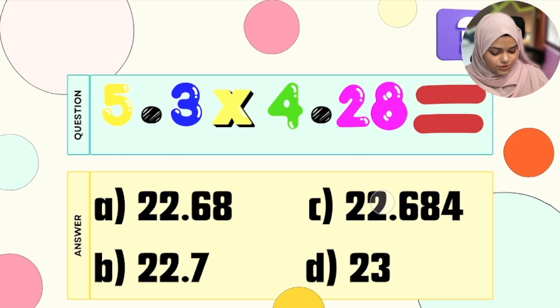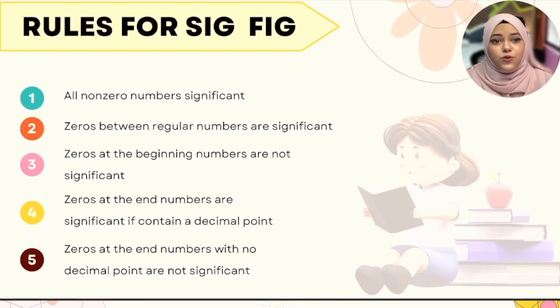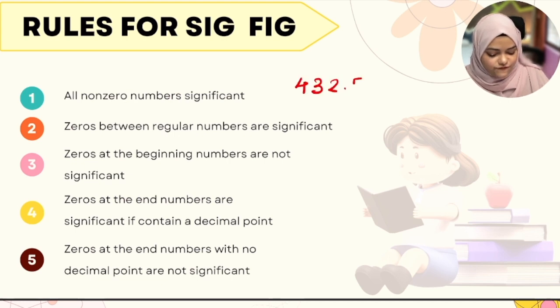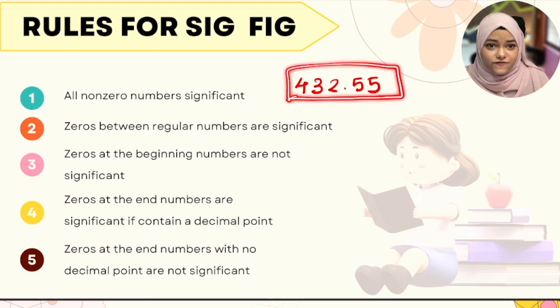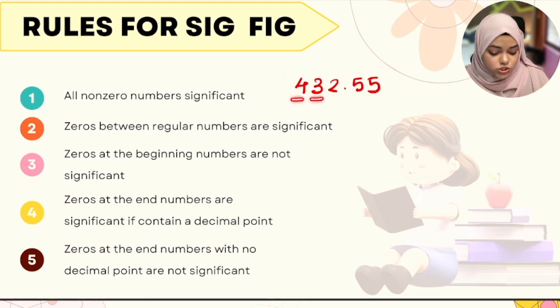So we're going to start with the rules of significant figures. We have 5 significant figures rules, meaning, how do we know that a number contains how many significant figures? The first rule says that all non-zero numbers are significant. Let's say you have 432.55. We do not see any zeros here, right? So all of these are significant. That means we have 1, 2, 3, 4, and 5 significant numbers here. So we have 5 sig fig.